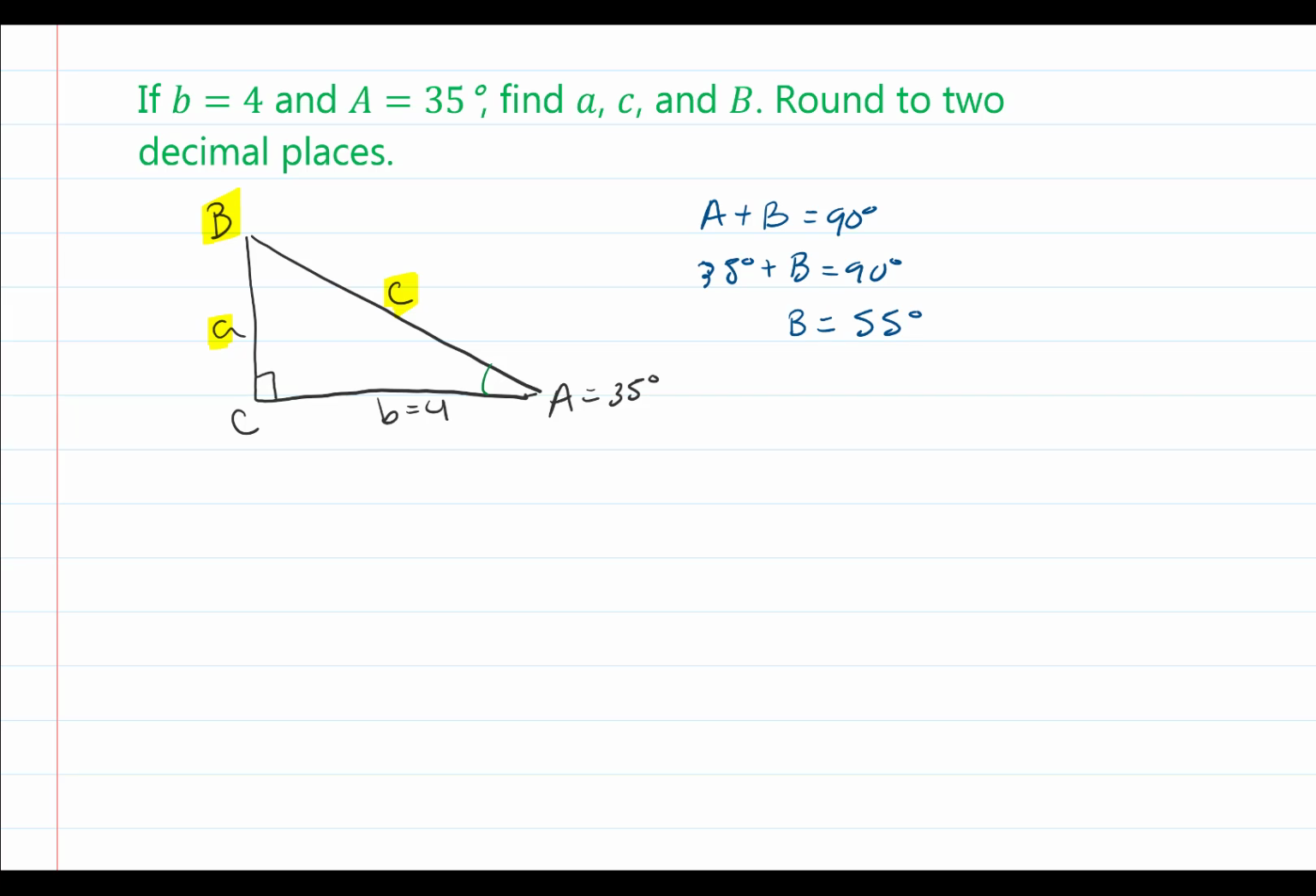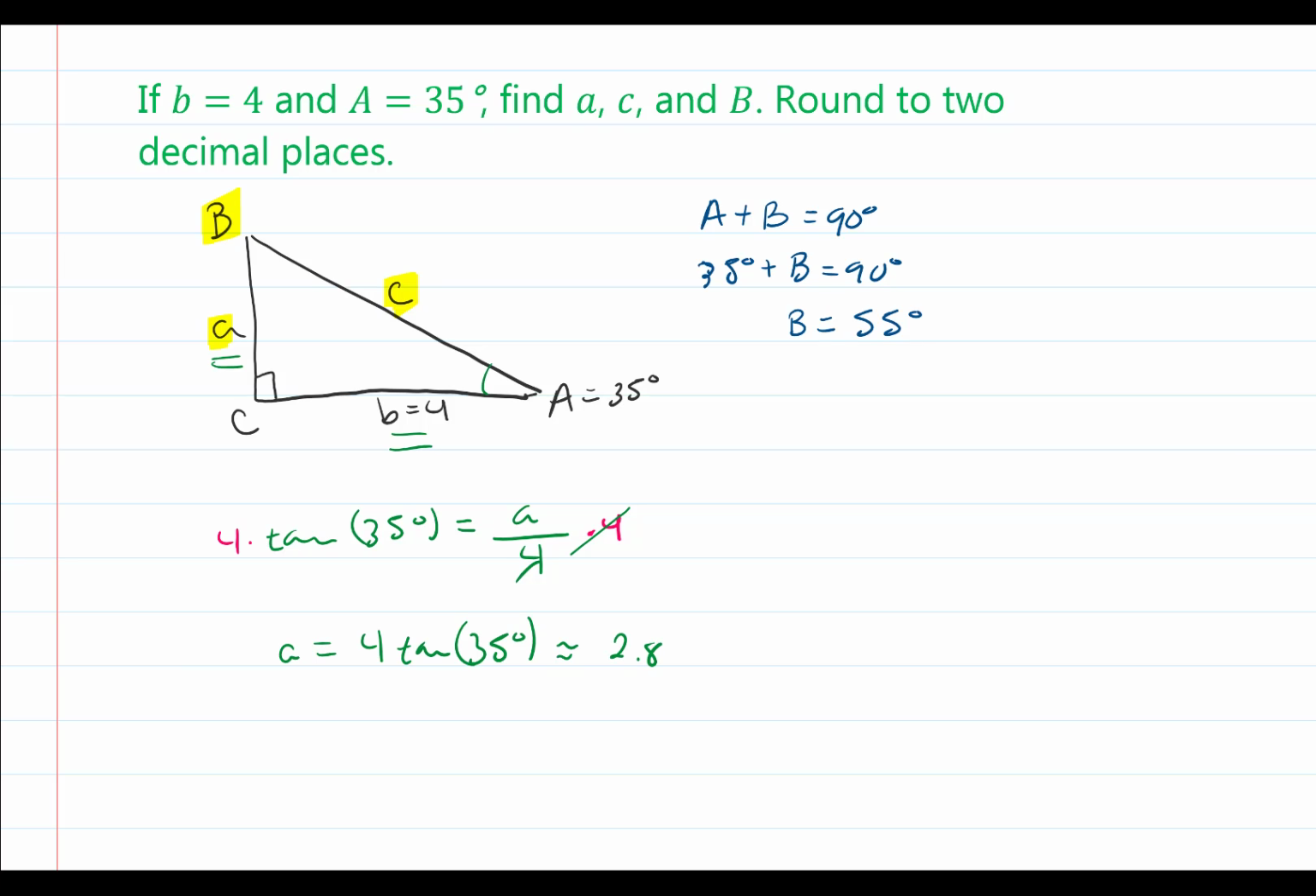So corresponding to angle A, side A is opposite it, and I have side B, which is adjacent to angle A. That means I'm going to use the tangent function. So tangent of 35 degrees is equal to opposite, which is side A, over adjacent, which is a value of B, of 4. So what I will do next is multiply both sides by 4. And then I get A is equal to 4 times the tangent of 35 degrees. Now you'll want to use your calculator to evaluate this expression, and don't forget to round to 2 decimal places. So what we get for side A is approximately 2.8.